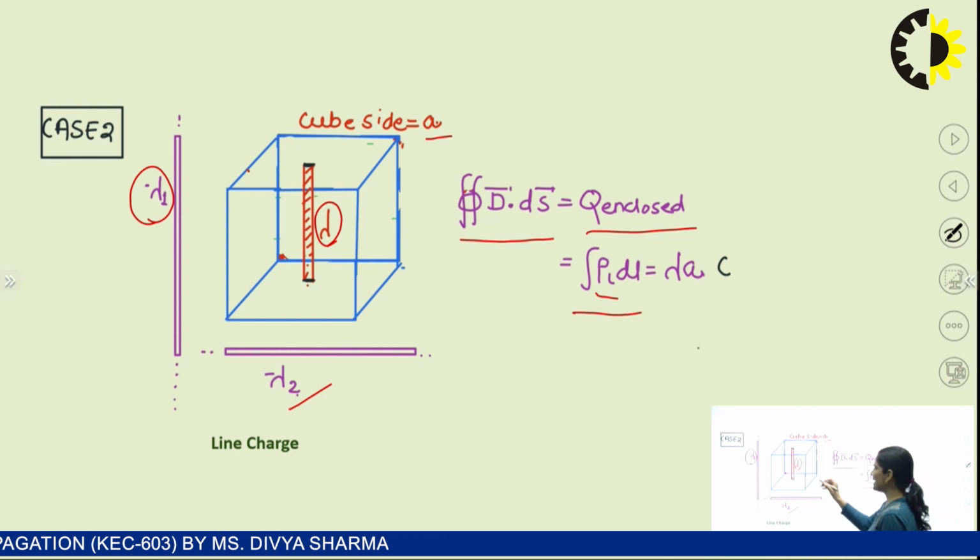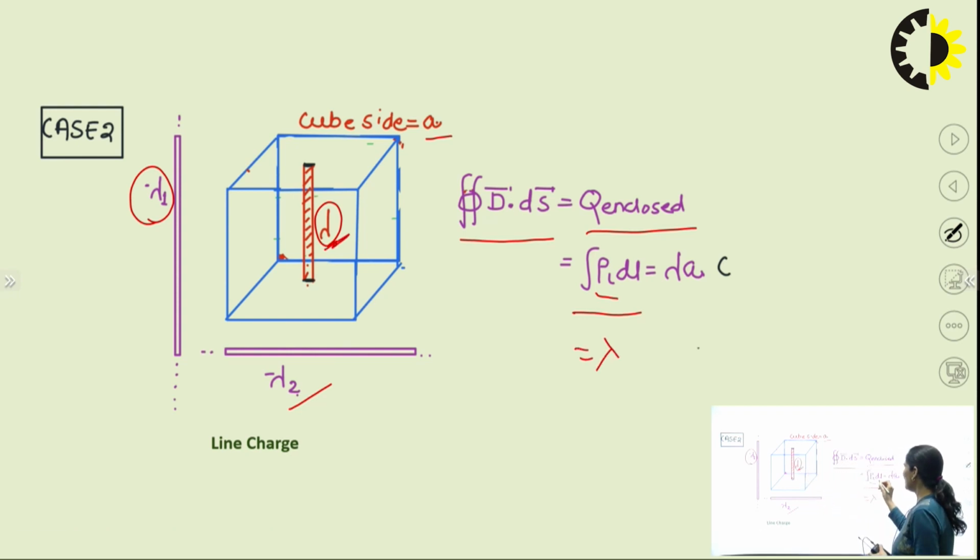Rho l is the line charge, meaning the charge distribution, represented as lambda, and dl you can consider equal to A. So lambda A is the Q enclosed inside this cube. So its unit is coulomb. So this is the case for line charge.